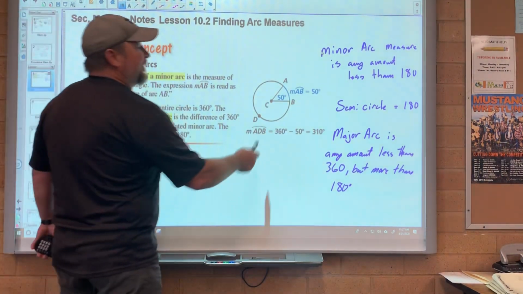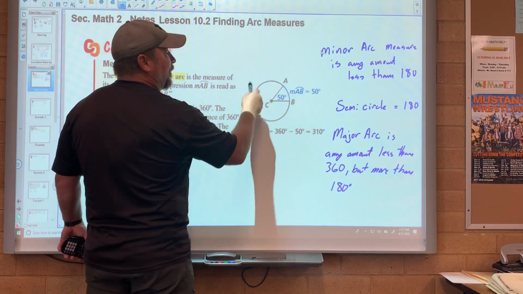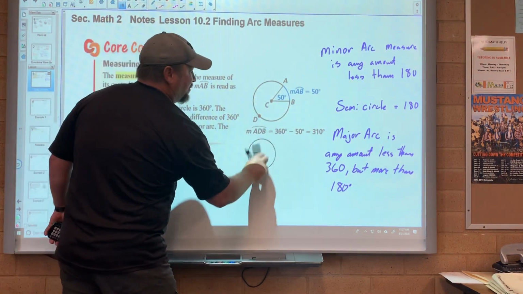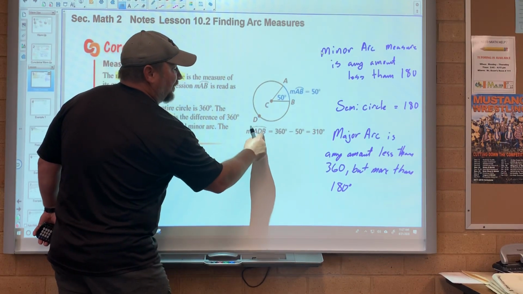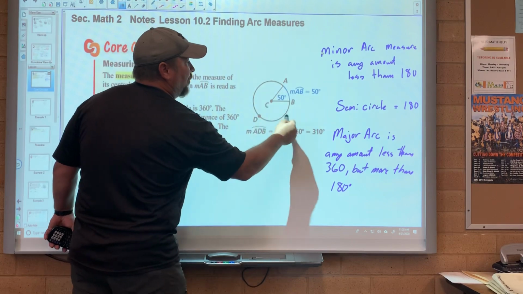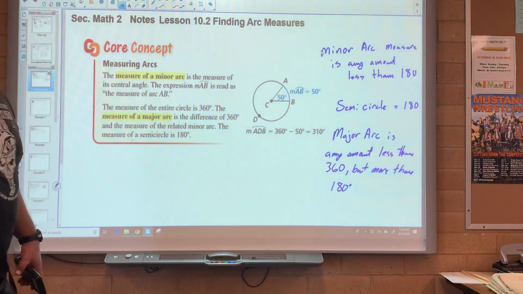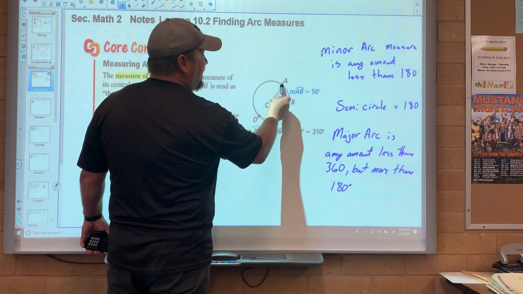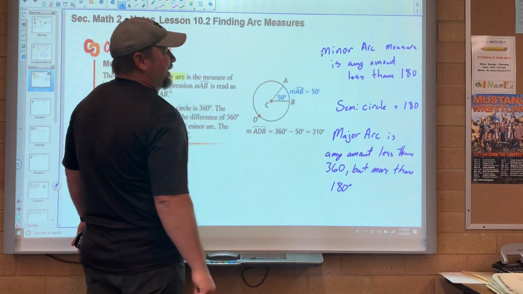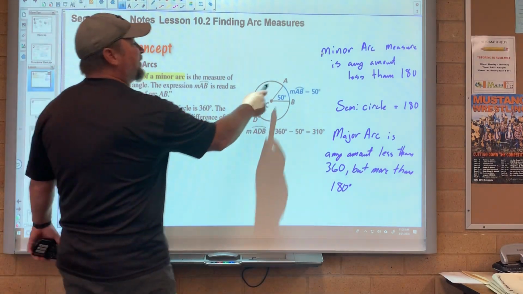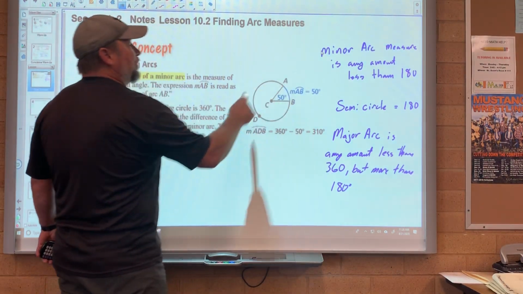However, if they wanted you to go this way, then they will give you three letters, or they would want you to follow the letters. So A, D, B. That's how you know you're going the longer distance. Does that make sense? Well, to find the major arc, you can just take the minor arc and subtract it from 360 to get the major arc if that covers the whole distance.